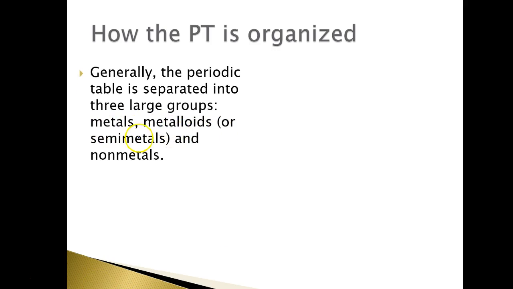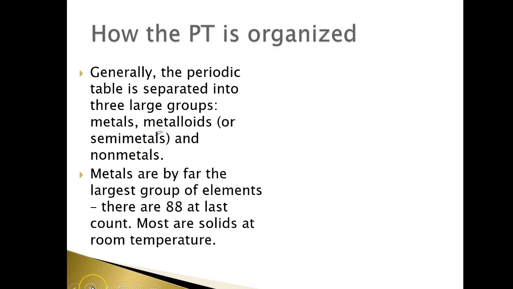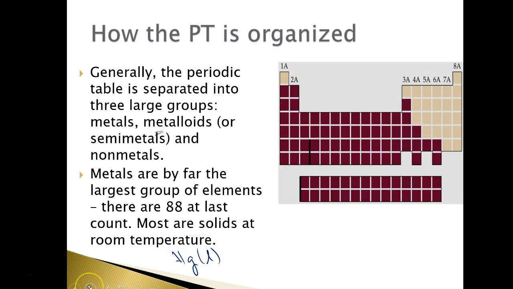Metals, semi-metals, or metalloids, they mean the same thing, and then non-metals. And if you look at the periodic table, the metals are by far the largest group of elements. There are at least 88, and it's growing. Every year somebody makes something new. Most of them are solids at room temperature.